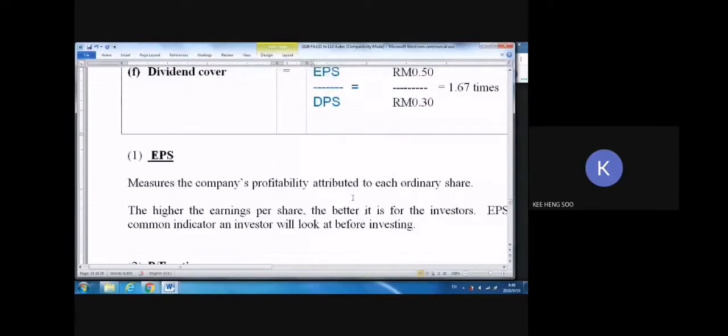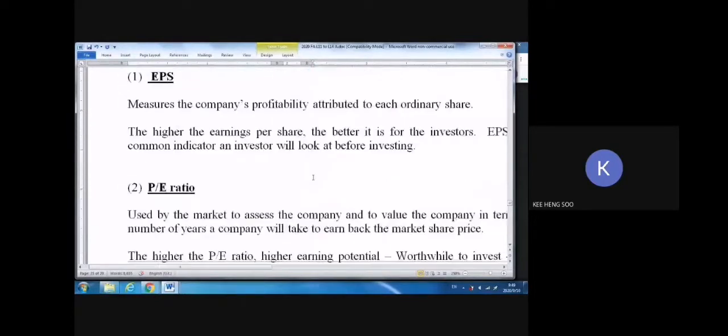So what is earning per share trying to measure? The profit to each ordinary shareholder. Okay, the higher earning per share, of course, is better. This is the investor indicator for them to look at before they invest. If they can find a company with a very high earning per share, then they don't mind going in. How about P ratio?